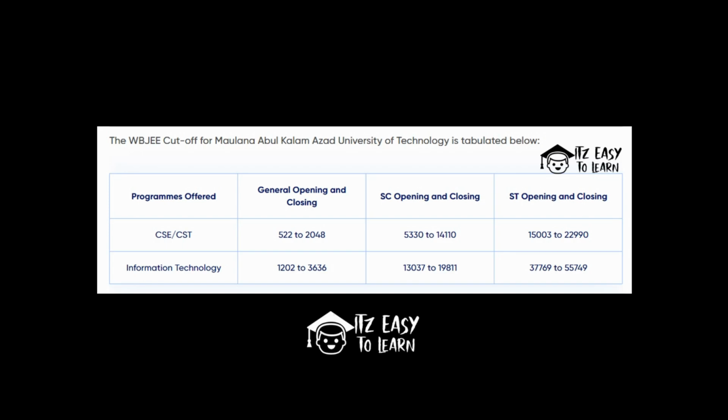For SC it's 5330 to 14110, and for ST it's 15003 to 22990, and for IT it's 1202 to 3636 for general, and for SC it's 13037 to 19811, and for ST it's 3769 to 55749. So if your rank is within this range, then you can apply for KUT if you want to study in this university. So I am moving on.